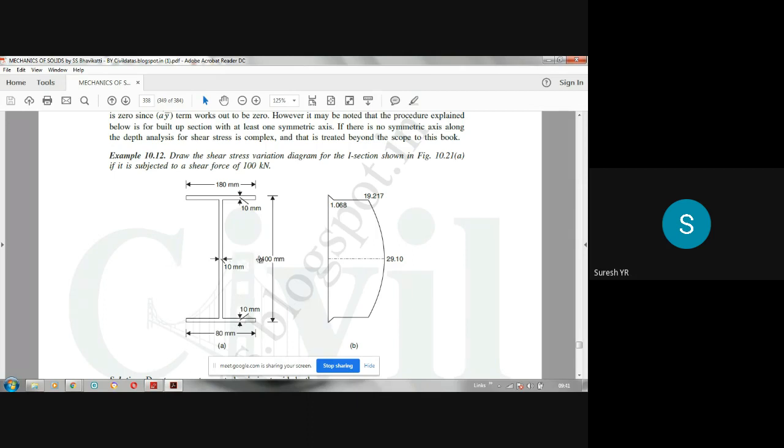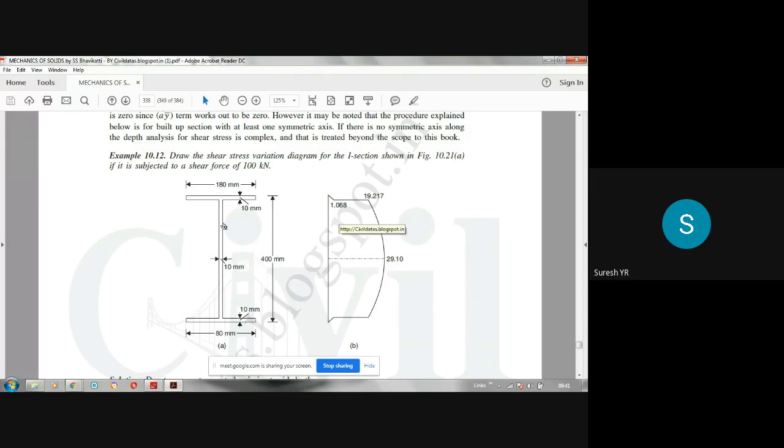So if you plot the centroid, centroid will be exactly at the geometrical center of this I section here, and neutral axis passes through that centroid, and naturally maximum shear stress occurs at the neutral axis. That means if it is symmetrical, naturally neutral axis coincides with the centroidal axis, and maximum shear stress occurs at that level. Now we have to find these values. Some values are given here. We have to find the shear stress here at the top of the web and at the bottom of the web, and we have to plot the shear stress diagram. Now let us see how we can do it.